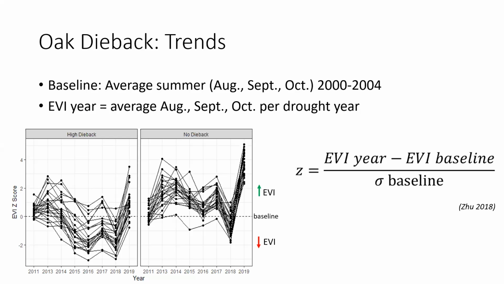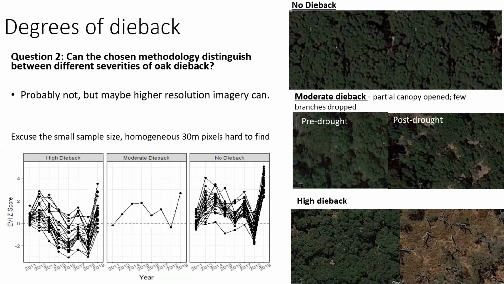While EVI can detect high oak dieback, it may not be effective at detecting moderate dieback, which is when the tree does not die, but the canopy has opened up. The sample size is small since it's hard to find homogeneous 30-meter pixels with this dieback trend, but the trend line is very similar to oaks with no canopy dieback. High-resolution imagery is likely needed to distinguish moderate dieback across the landscape.